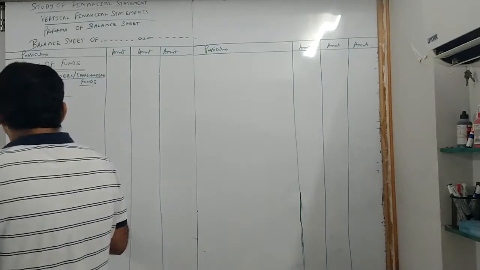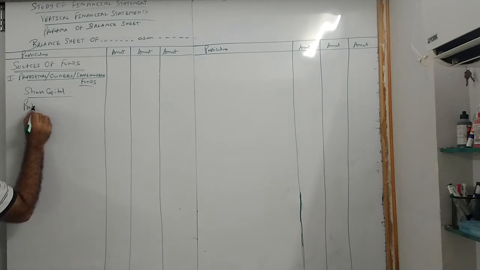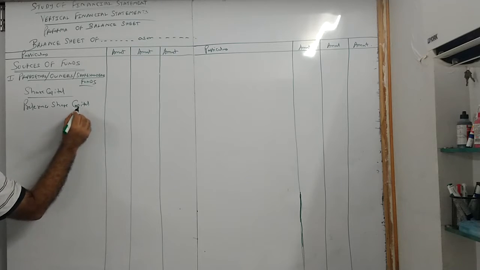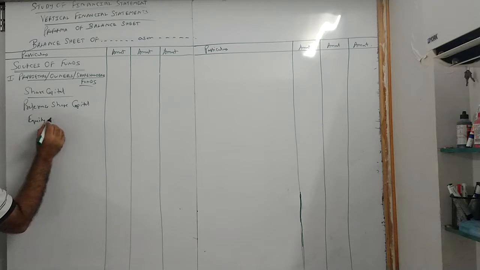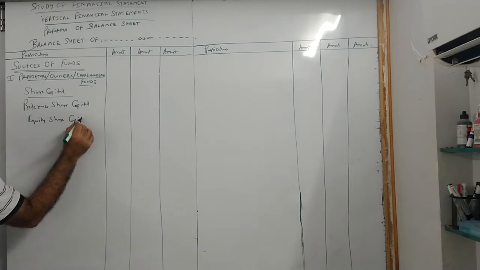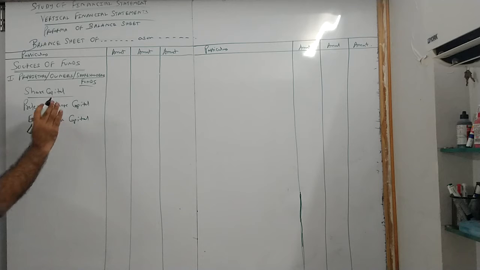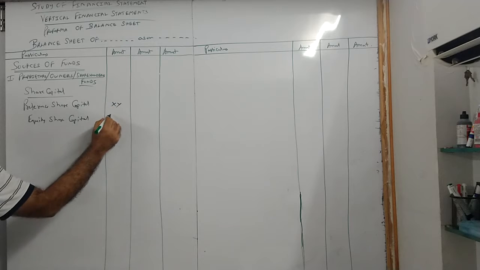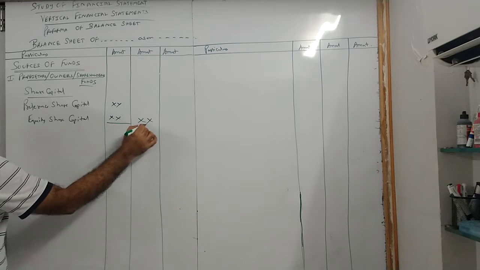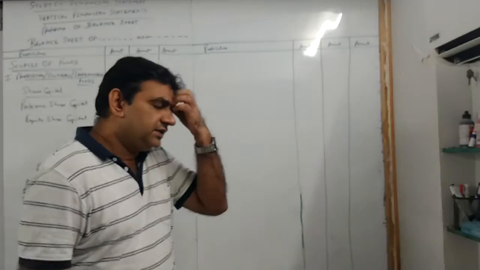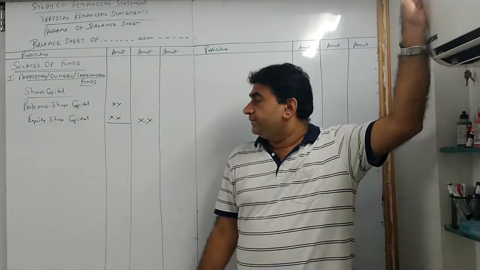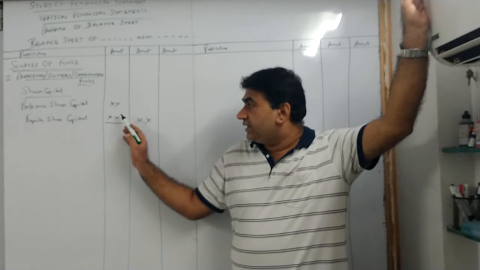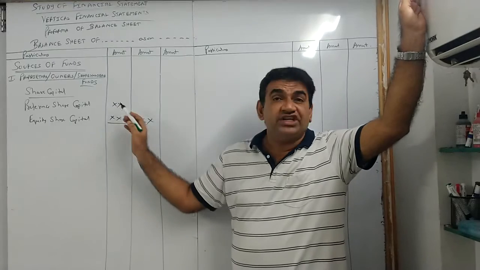So share capital will be in two parts, that is preference share capital and equity share capital. See, if there is only one in the sum, you can straight away put it in the second column. But if both are there, you put the amounts in the first column and the total of both in the second column. Okay? So the total of preference share capital and equity share capital is your share capital.